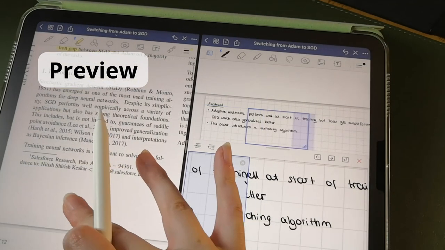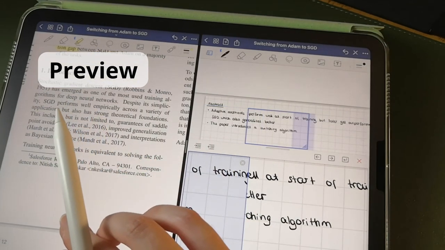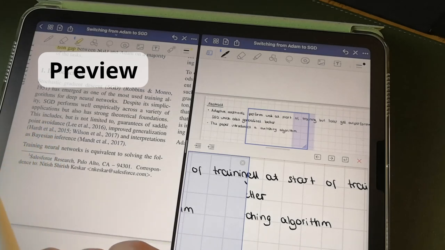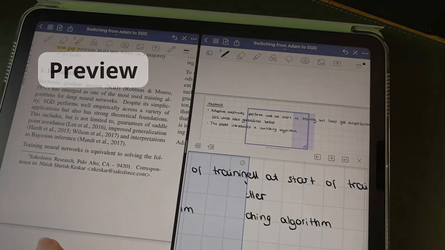Stochastic gradient descent has emerged as one of the most used training algorithms for deep neural networks. Despite its simplicity, SGD performs well empirically across a variety of applications.